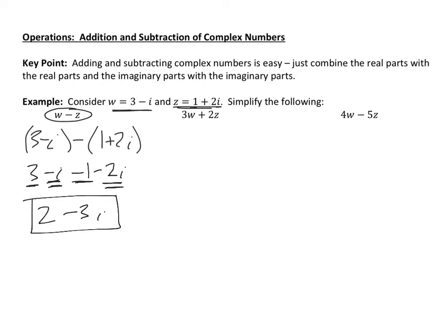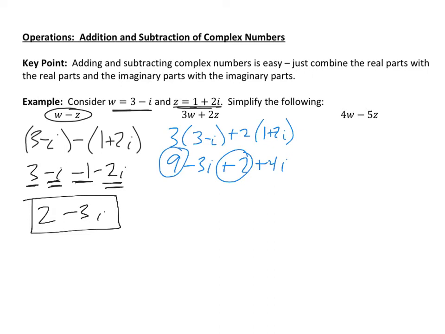All right, so for this next one, let's see here, we would do 3 times 3 minus i plus 2 times 1 plus 2i. We can work these out by distributing. 9 minus 3i plus 2 plus 4i. And then just like we did in the previous one, I'll put together the real parts to get 11, and I'll put together the imaginary parts to get plus i, and there's our answer.